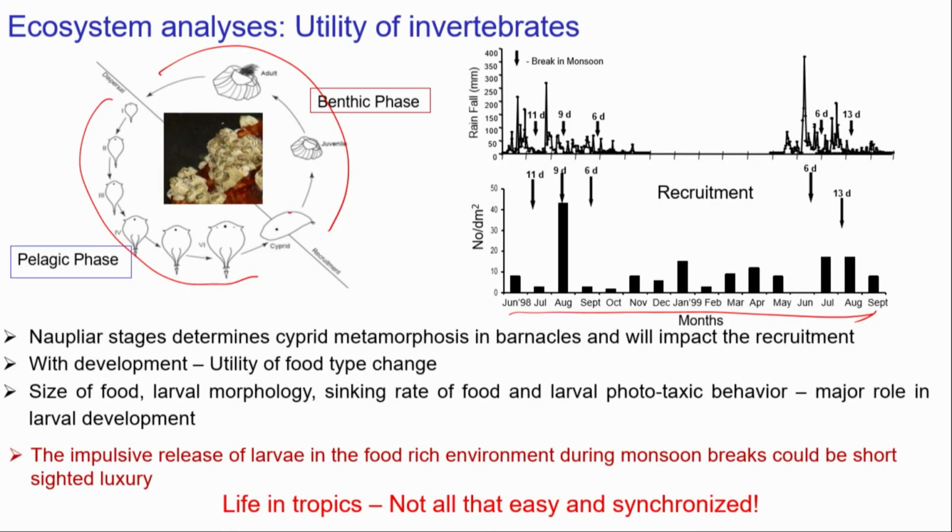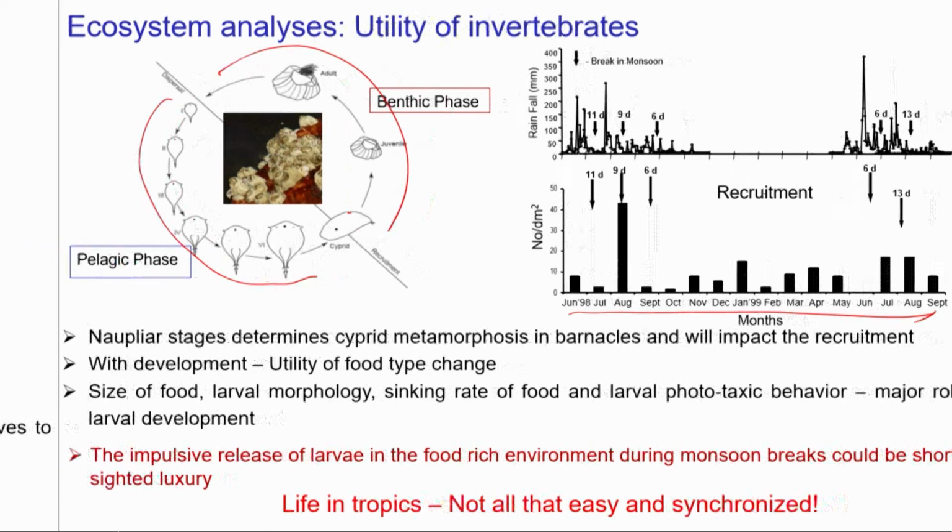So this is a kind of impulsive luxury, what you can say. So it is a short-sighted luxury. So what I coined this is: life in tropics is not all that easy and synchronized, because in the temperate condition we don't find such a phenomenon of occurrence and recurrence of monsoon as we find in the tropics.